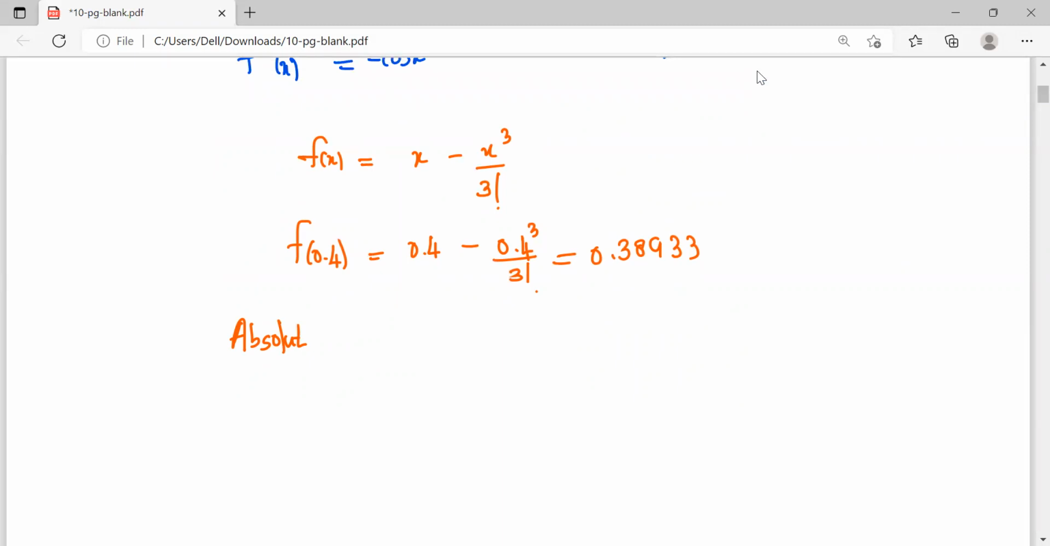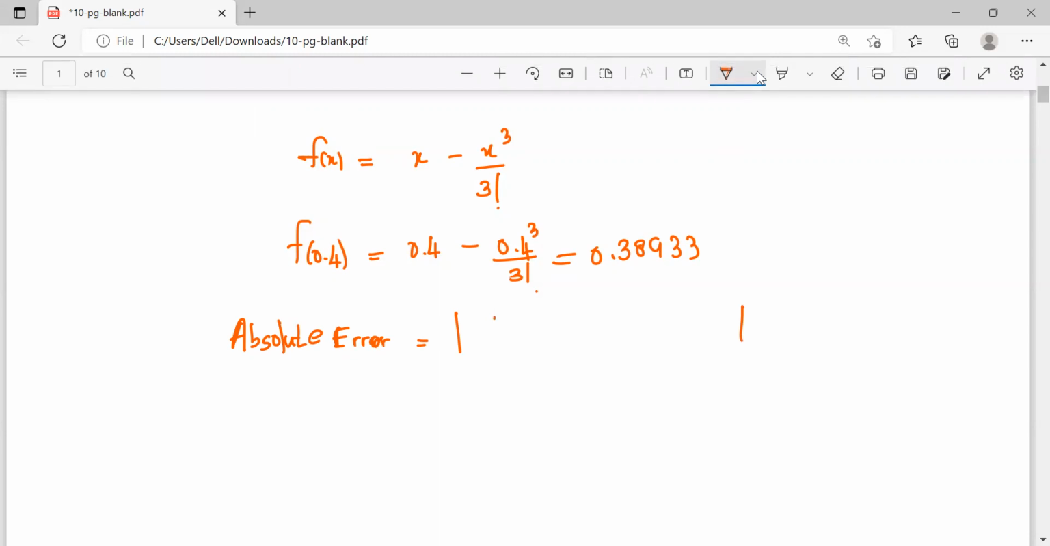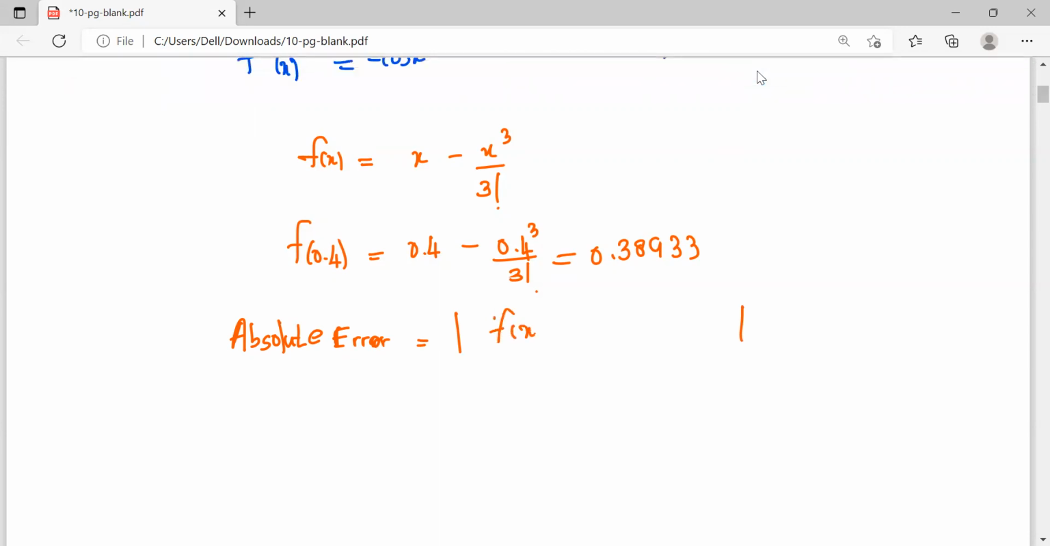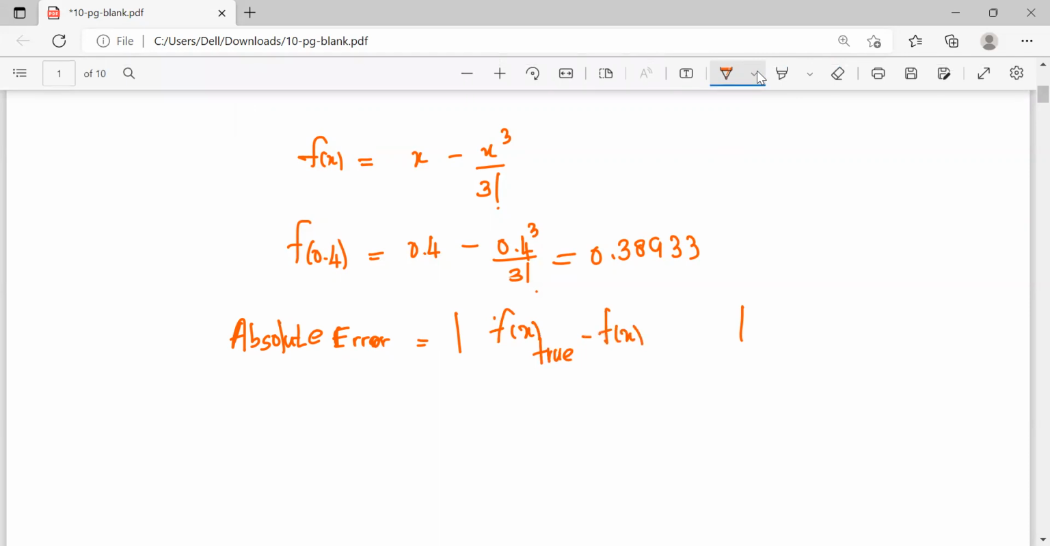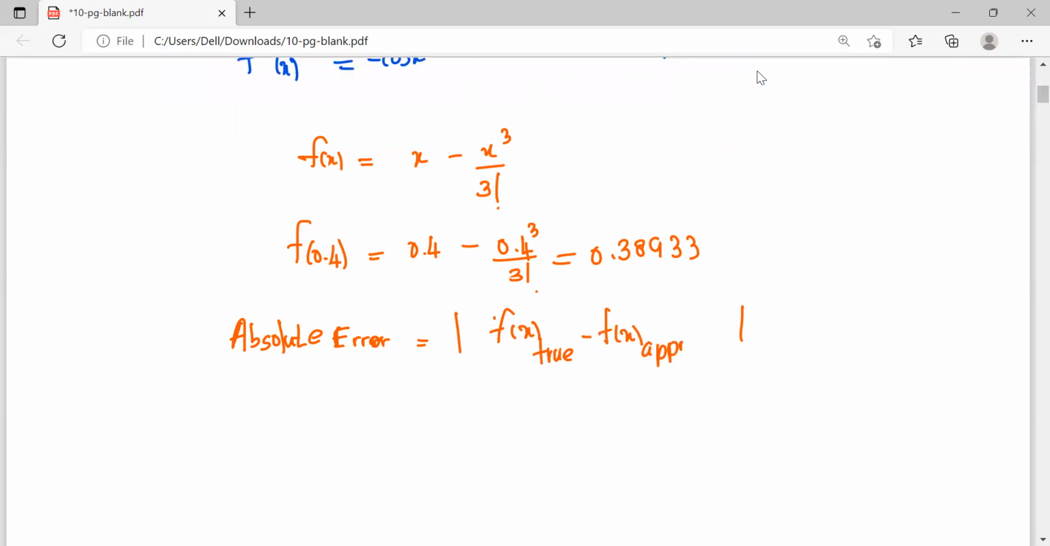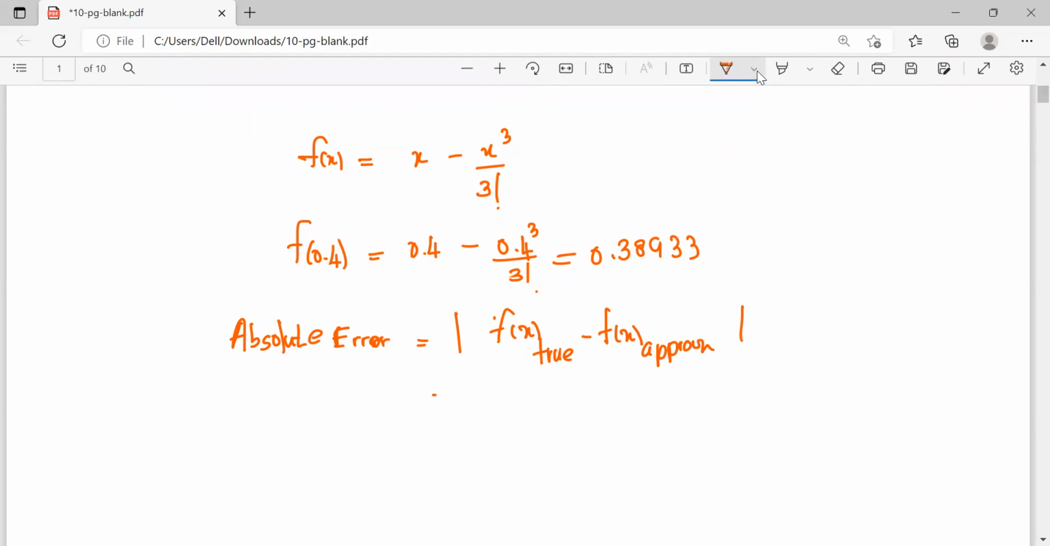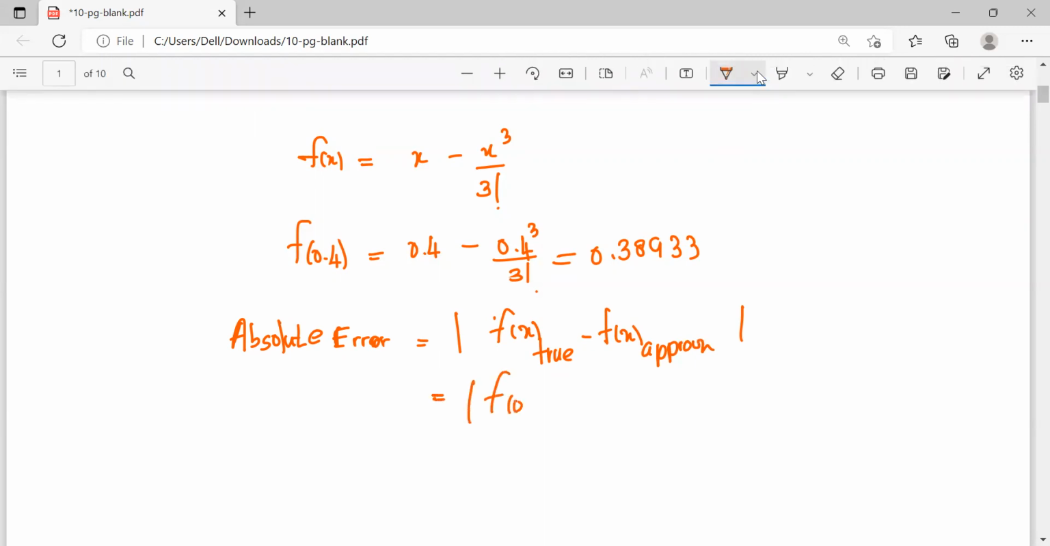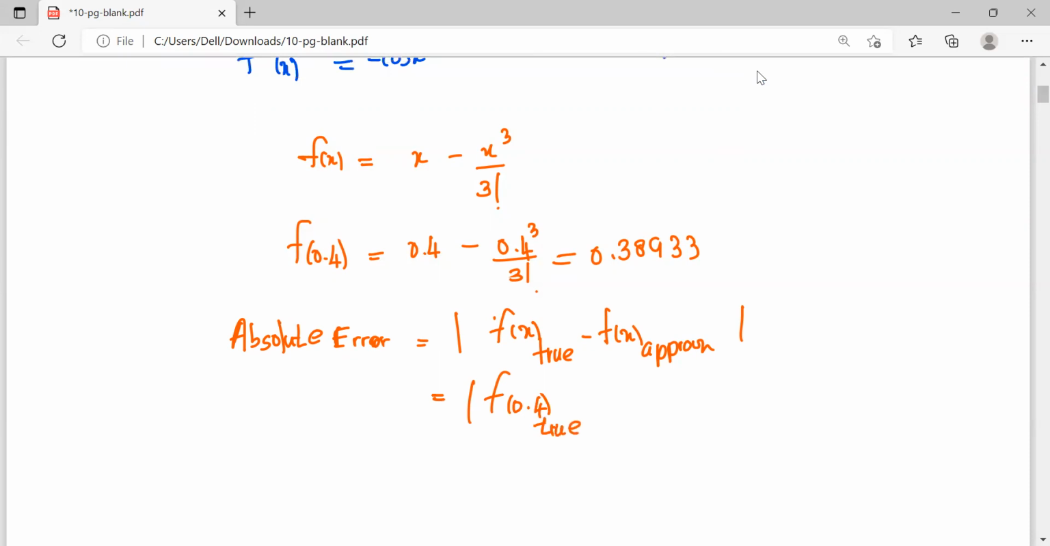The video is about what's meant by the absolute error. It's very simple. We are going to take the modulus function, and from the true value of f of x, we are going to deduct the f of x of the approximate value. So here the f of x is going to be 0.4. We need to find it for 0.4.